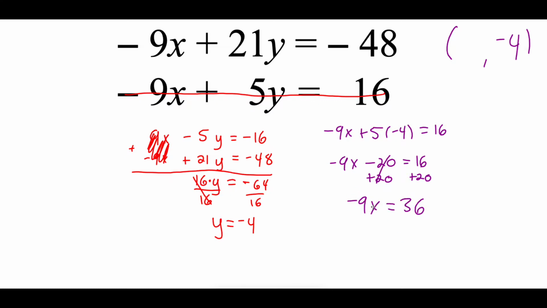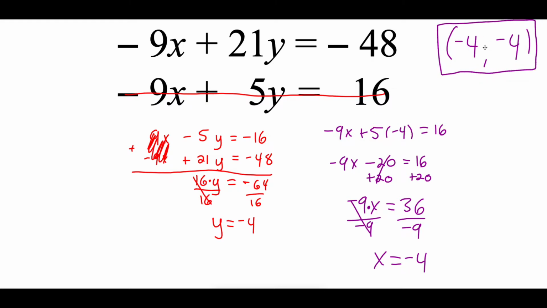Having that -9 attached to the x means -9 times x. So to get rid of that multiplication, we're going to have to divide everything in here by -9. And that's going to leave us with an x value of -4. So I'm going to go back up to my ordered pair. My x value is -4. So the final answer for this system of equations is the point -4, -4.